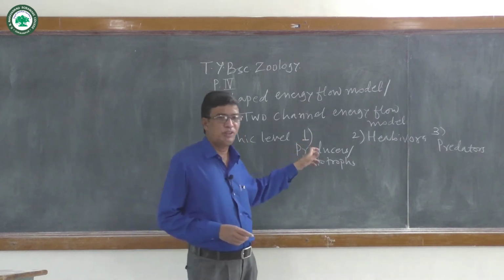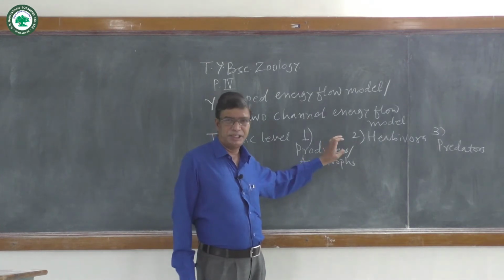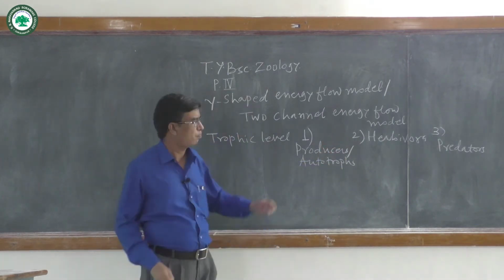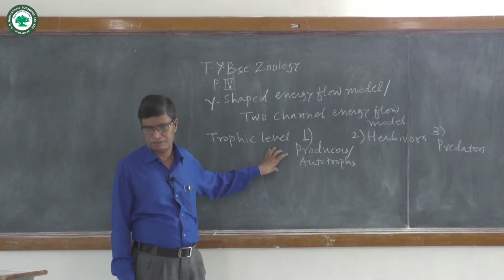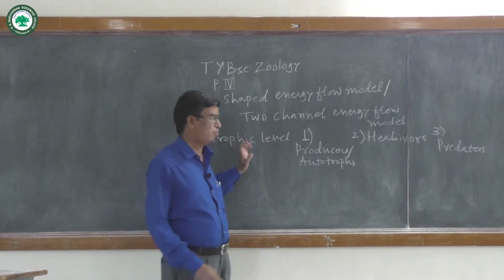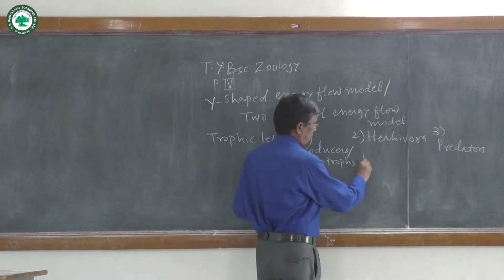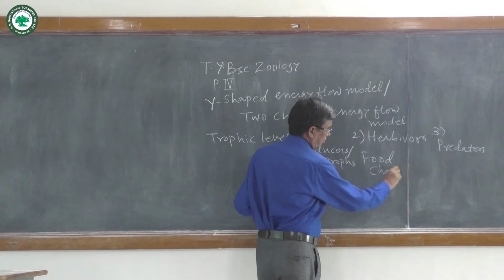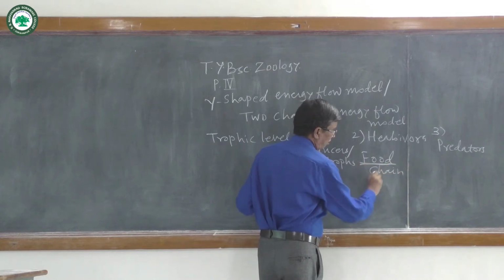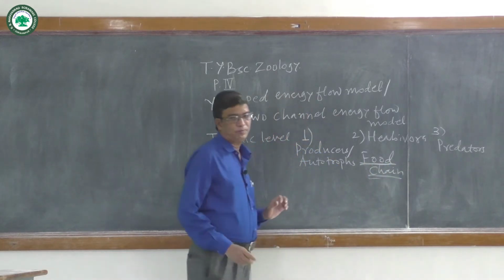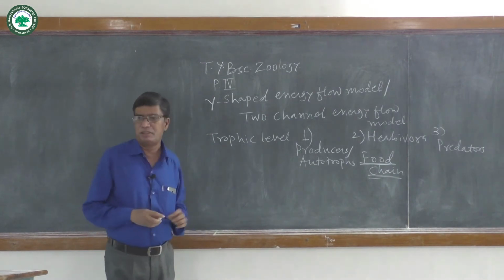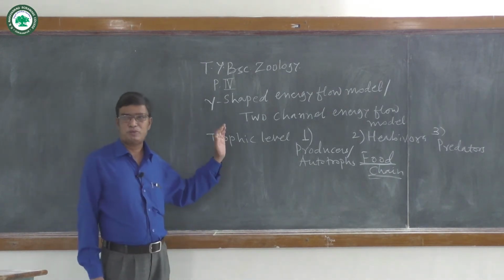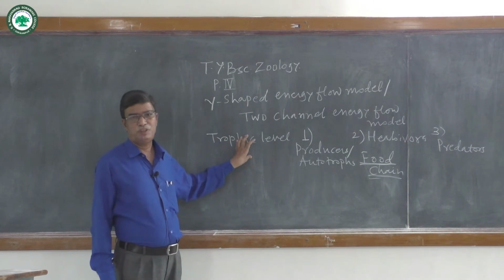And this sequence of eating and being eaten is called a food chain. And that results in transfers of energy from a food material.